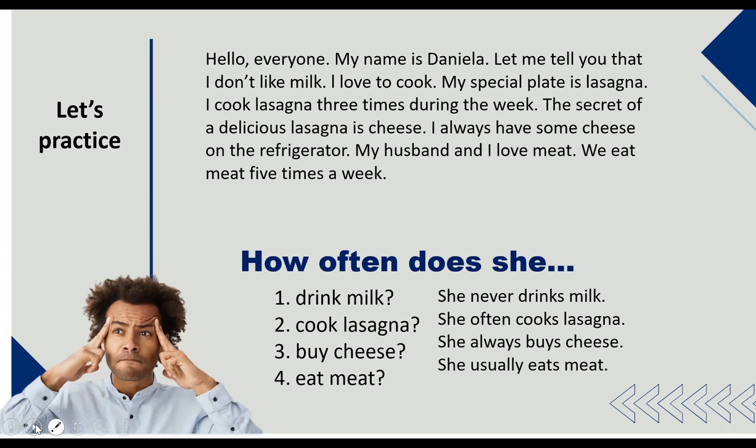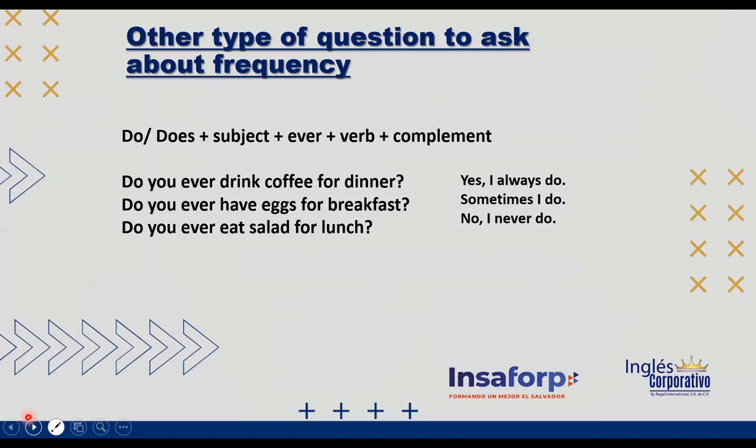Any other question? Let's continue practicing then. Okay, other type of question to ask about frequency is the next one. Aparte de how often, tenemos esta opción también. Si usted no quiere utilizar how often do you, puede utilizar esta estructura. Auxiliary do, subject, ever, verb plus complement. Look at this example. Do you ever drink coffee for dinner?